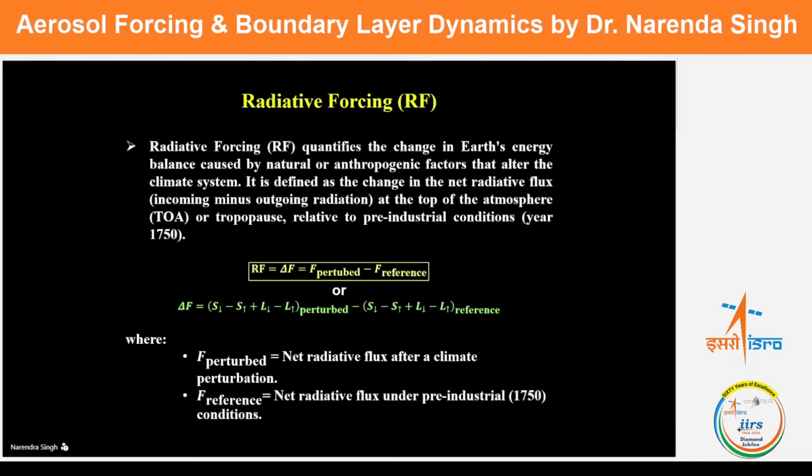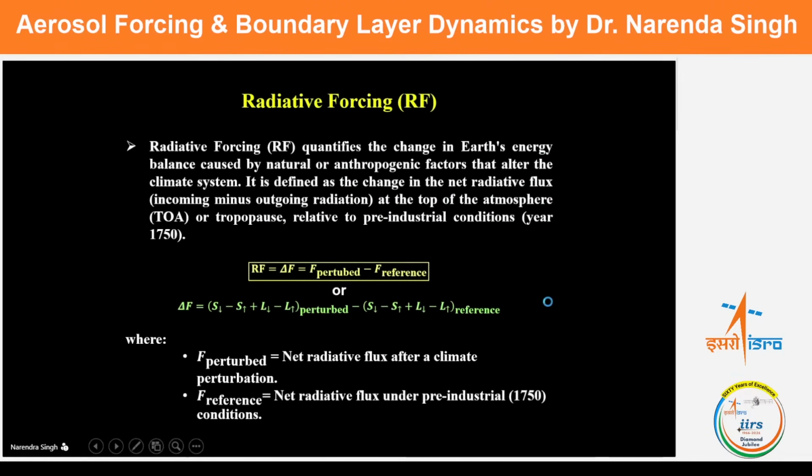Forcing is measured in watts per meter squared. Generally, we talk about whether it is outgoing longwave radiation or incoming radiation. Here you can see that this term delta F consists of downward shortwave radiation minus upward shortwave radiation, plus downward longwave radiation minus upward longwave radiation, which is the perturbed term, for example with respect to 1750. Then we subtract the reference level, which was there in 1750. Whatever value we get, we call the radiative forcing with respect to the reference level. So this is how we calculate radiative forcing.